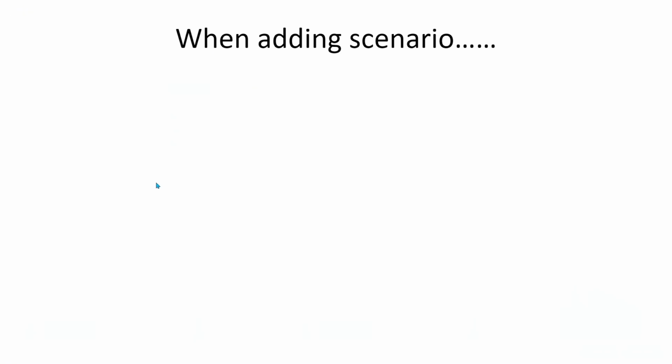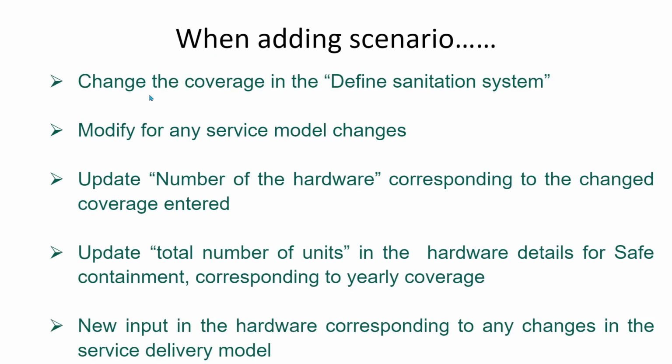When replicating from the baseline to any scenario, we may want to keep a note of the following things. Change the coverage in the defined sanitation system. Modify for any service delivery model changes. Update the number of the hardware corresponding to the changed coverage entered in the defined sanitation system. Also, update the total number of units in the hardware detail section for the safe containment corresponding to yearly coverage. Add new inputs into the hardware corresponding to any changes in the service delivery model, especially in the ENT section.